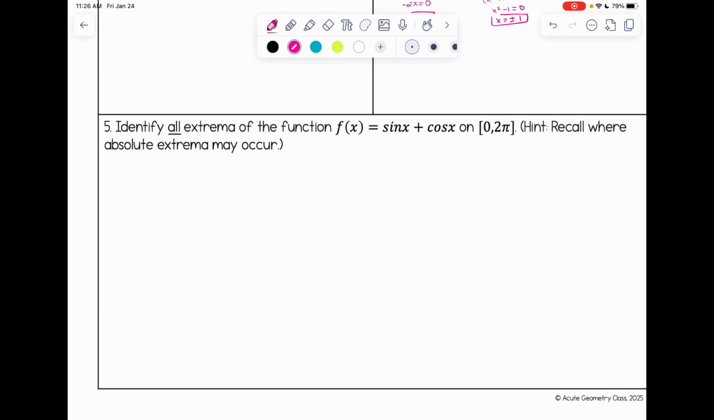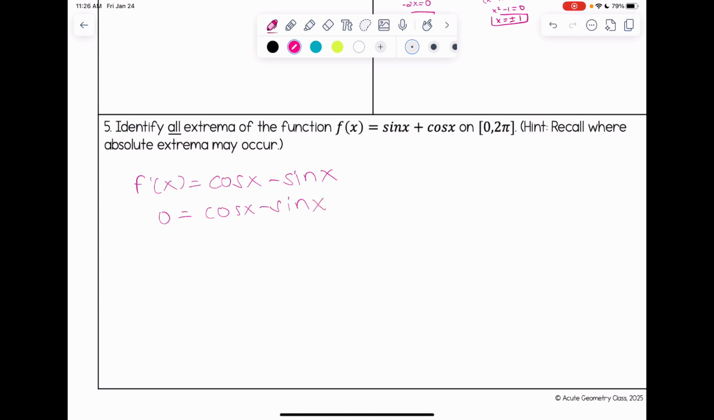So let's start the same way. We're going to take the derivative. Derivative of sine x is cosine x. Derivative of cosine is negative sine. And we're going to set that equal to 0.